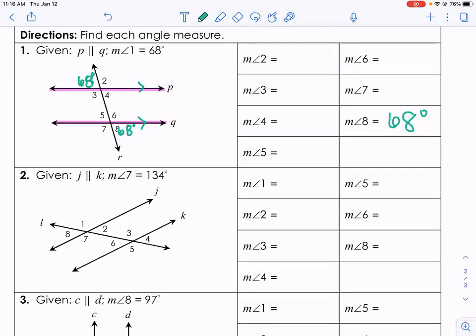Now, angle 1 has a corresponding angle. Brady, help me out here. Which angle corresponds with angle 1? Angle 5 is a corresponding angle. Well, we just wrote down that corresponding angles have the same measure. So angle 5 is also 68.